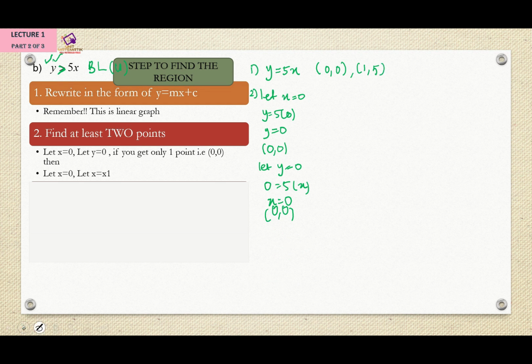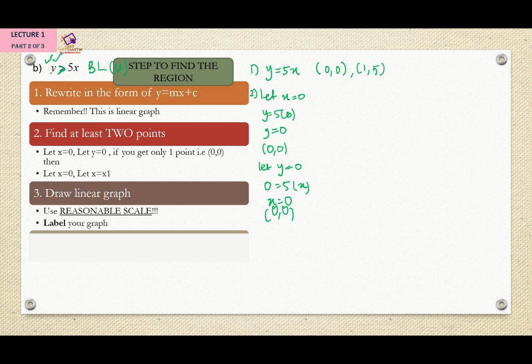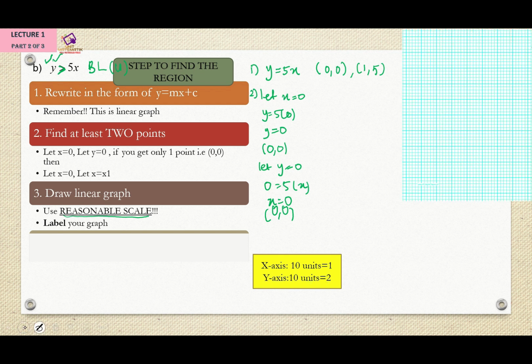Then the third step, we need to draw the linear graph. So please remember, we need to use reasonable scale so that your graph makes sense and you draw it correctly. So for this linear graph, we will be using the scale: for x-axis, 10 units equals to 1, and for y-axis, 10 units equals to 2. So please prepare your graph paper, student. So this is your graph paper, and then draw the axis first. So this is your x-axis and this is your y-axis.